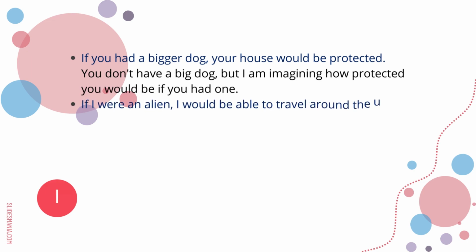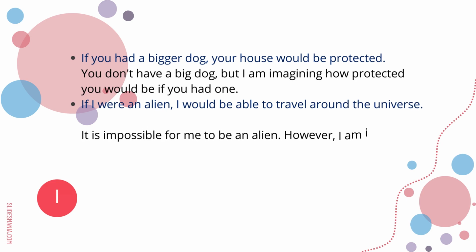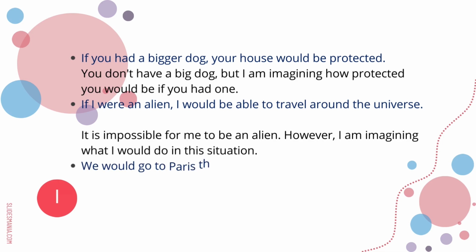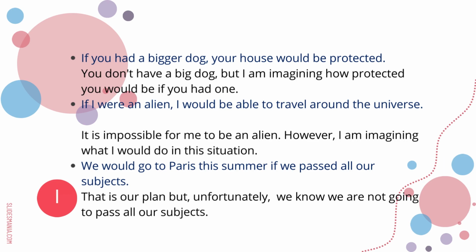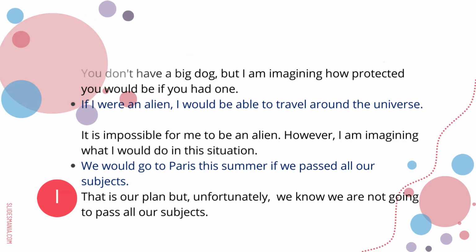Number two: if I were an alien, I would be able to travel around the universe. It is impossible for me to be an alien. However, I am imagining what I would do in this situation. Number three: I would go to Paris this summer if we passed all our subjects. That is our plan, but unfortunately, we know we are not going to pass all our subjects.